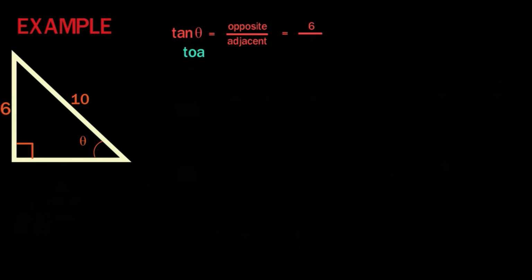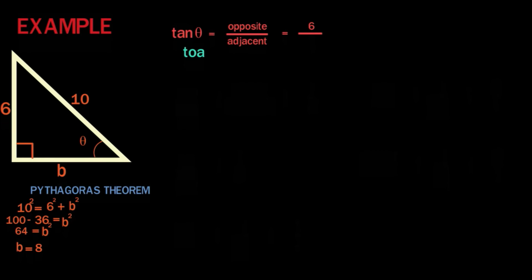How about adjacent? We need to use Pythagoras theorem to calculate. So 10 squared equals 6 squared plus b squared. So 100 minus 36 equals b squared. So 64 equals b squared, so b equals 8. Since the adjacent value is 8, we have 6 over 8.